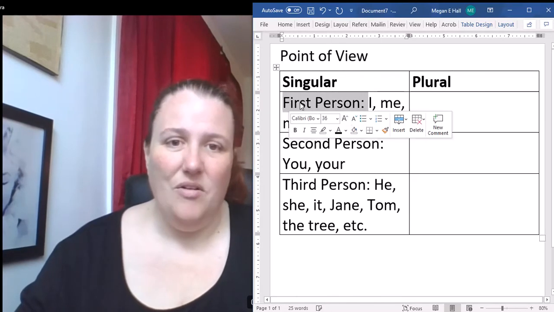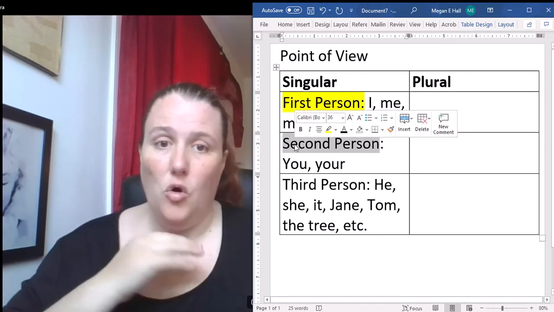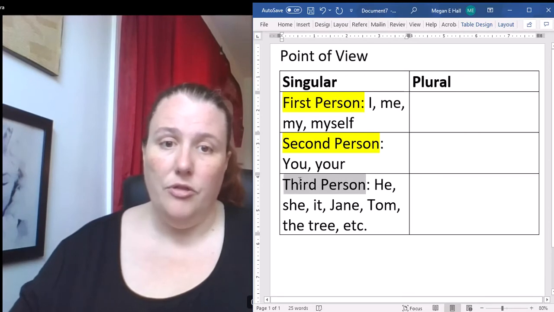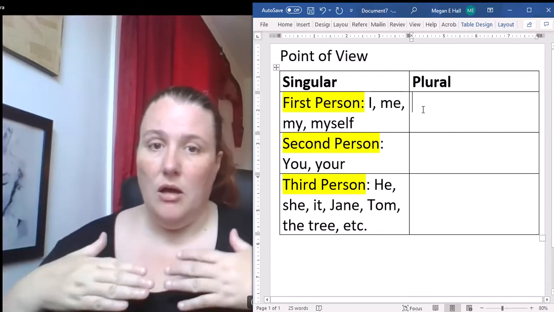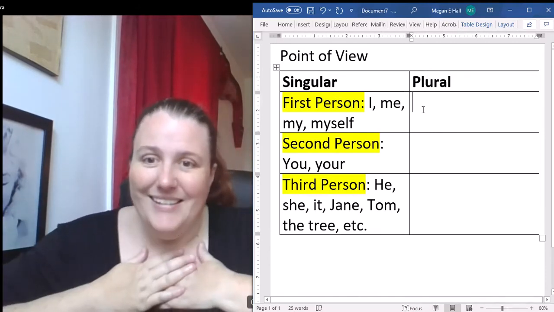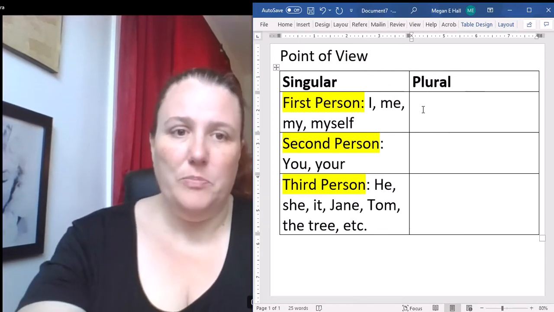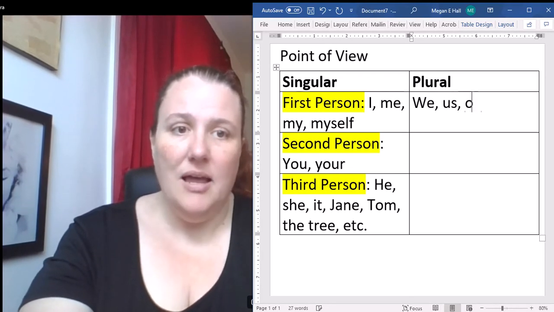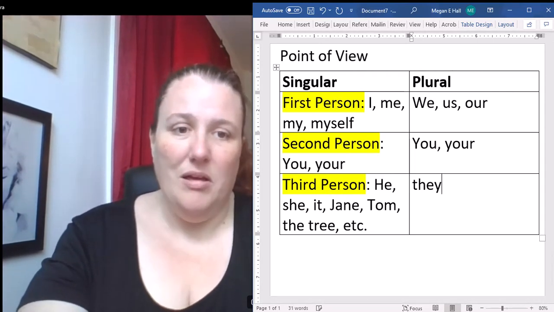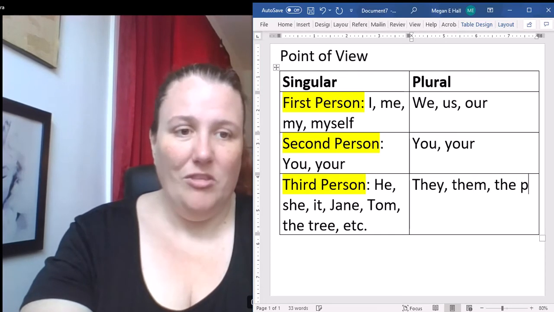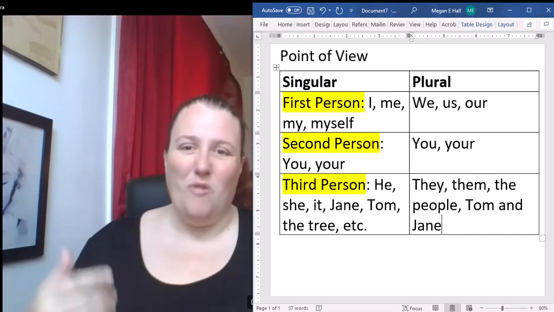So that is first person told from me, second person told directly to my reader, and third person told about the subject matter. It's essentially one step removed. So first me, second, you, third, them, if you want to think about it that way. So first person plural would be we, us, our. Second person is going to be the same, you and your. And third person would be they, them, the people, Tom and Jane, together, more than one, right?